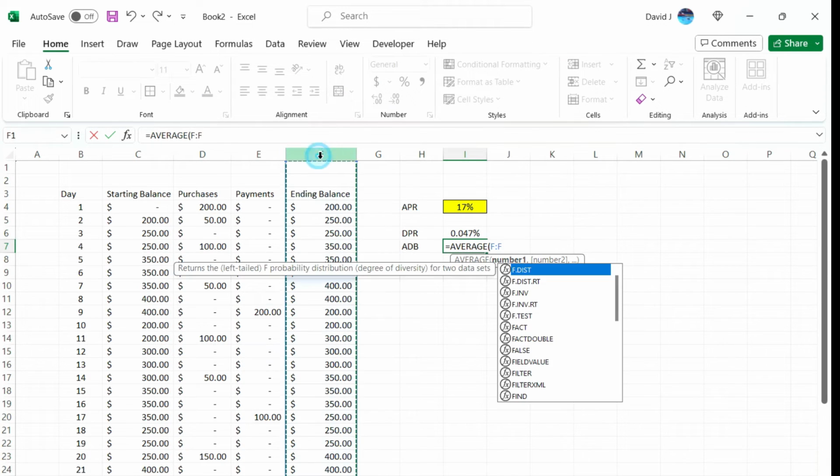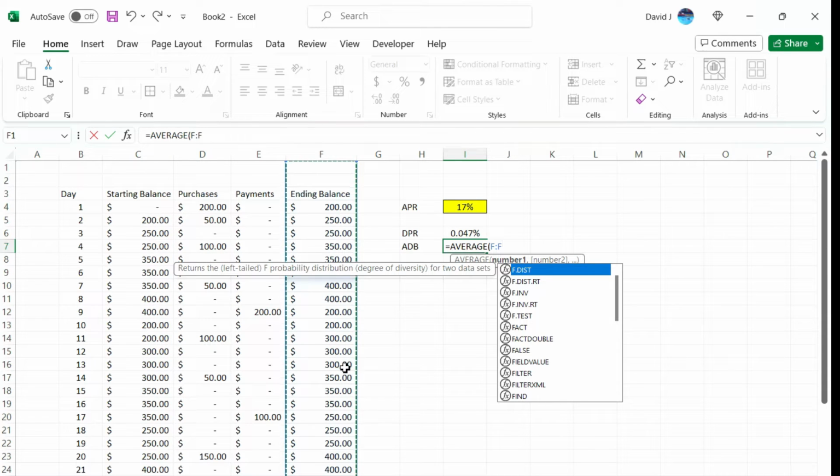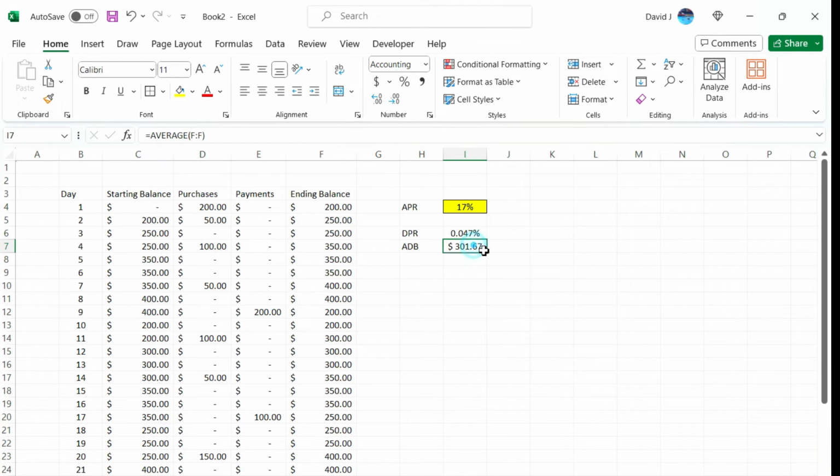So it makes it really simple. Just select this entire column, and because there's nothing else in here, it'll do the job for us. We don't have to worry about text or blank cells. The average is going to ignore that. So it gives us an average of $301.67. So that's our average balance over the course of the billing period.